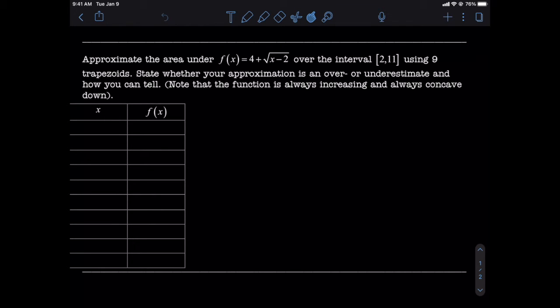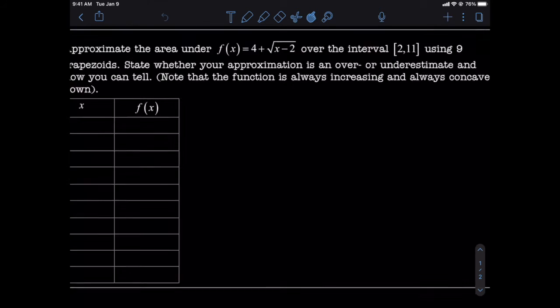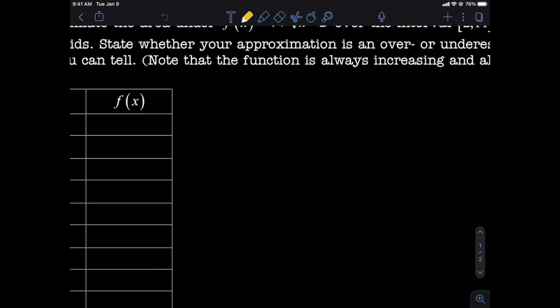Okay, first things first, we need to find delta x. You'll see that our interval is 2 to 11 and we want to use 9 trapezoids. This means we can find delta x using delta x is equal to, our b value was 11, minus our a value of 2, all over 9, and this is going to give us 9 over 9, also known as 1. Well, that's pretty nice.